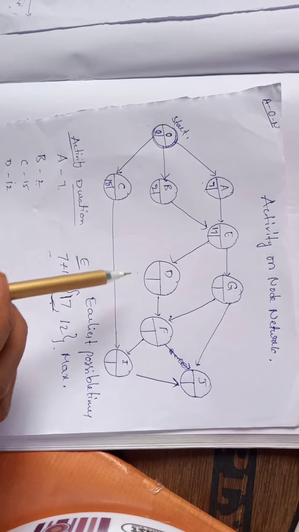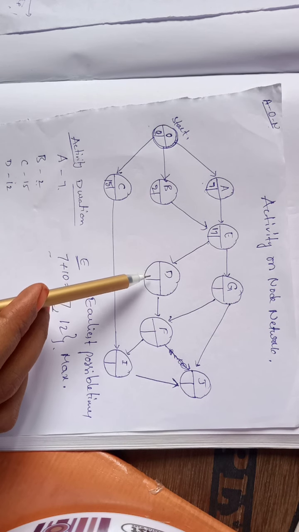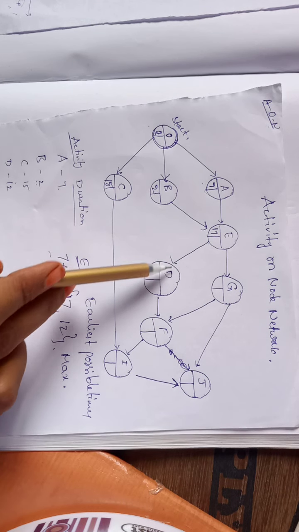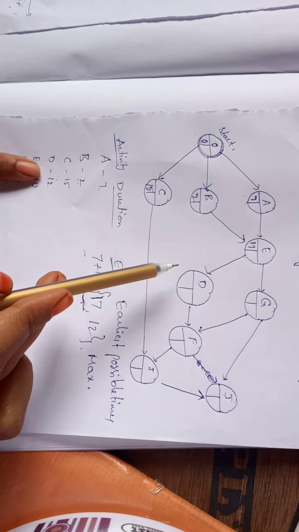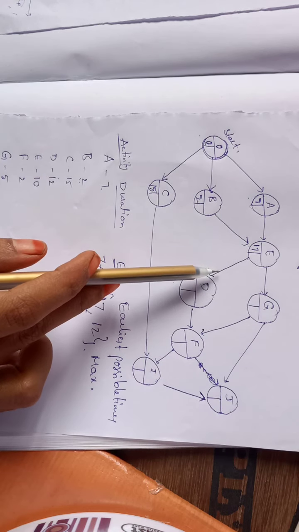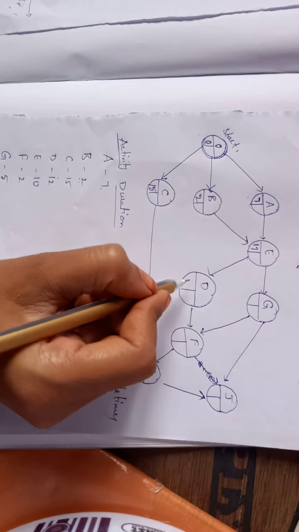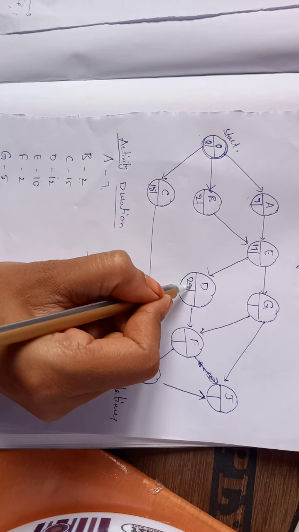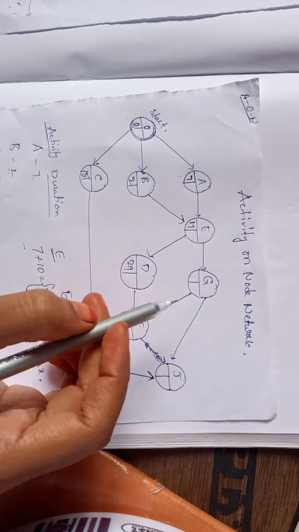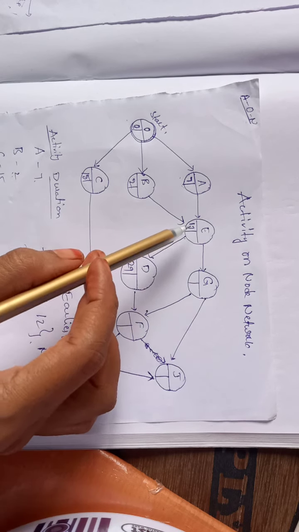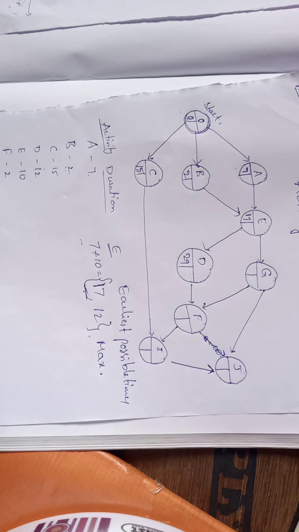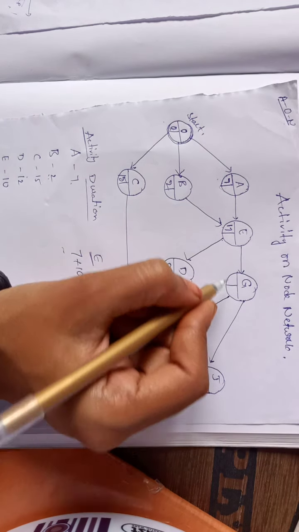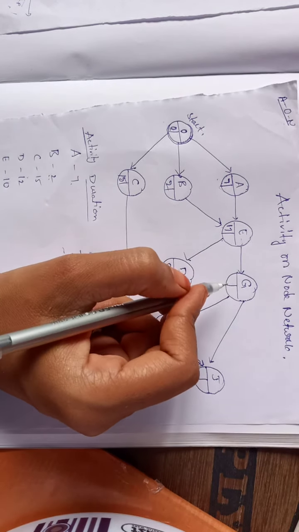For the activity D, there is only one input, 17 plus the duration of D. How much? 12. 17 plus 12 is 29. Directly we can take 29 here. For the activity G, 17 plus the duration of G, which is 5. 17 plus 5 is 22. There is only one incoming arrow for this G.